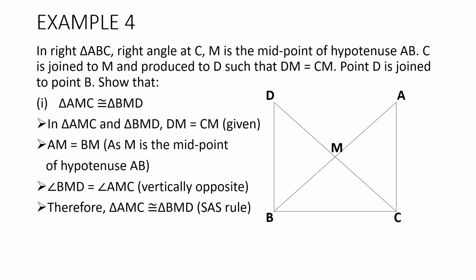As I told you, always try to see and establish the congruency. In both these triangles, DM is equal to CM is already given. Also, as M is the midpoint of AB, AM is equal to BM. Angle BMD and angle AMC will be equal. Why? Vertically opposite angles. So now you have two sides and included angle. So by SAS rule, triangle AMC will be congruent to triangle BMD.